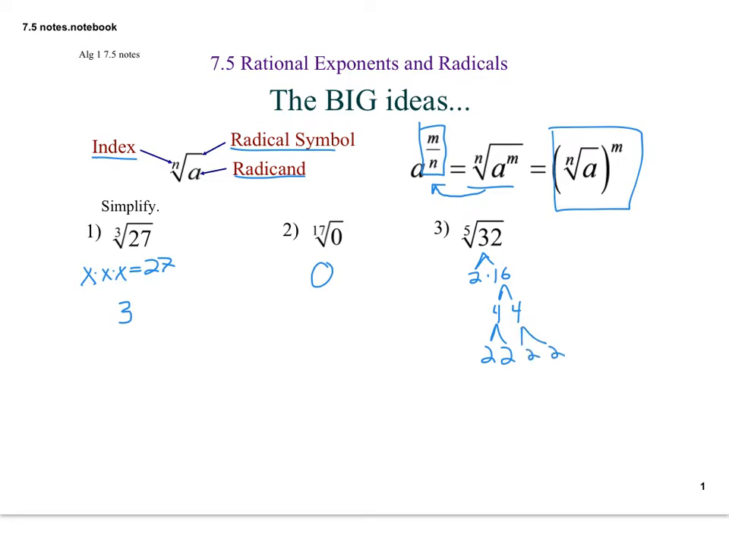And hey, check it out. I've got 5 different 2s sitting inside of that radicand that I could pull all of those out. So number 3 simplified would really be 2. And I would encourage you to go backwards on that and multiply 2 times itself 5 times on your calculator. See if you get 32, because you will.